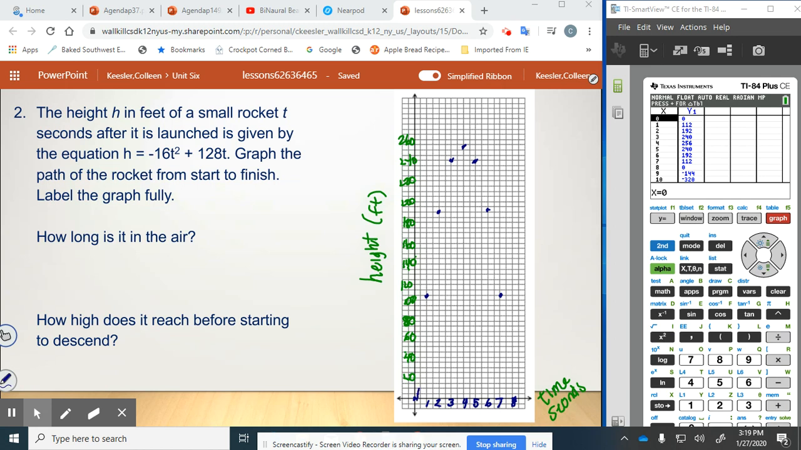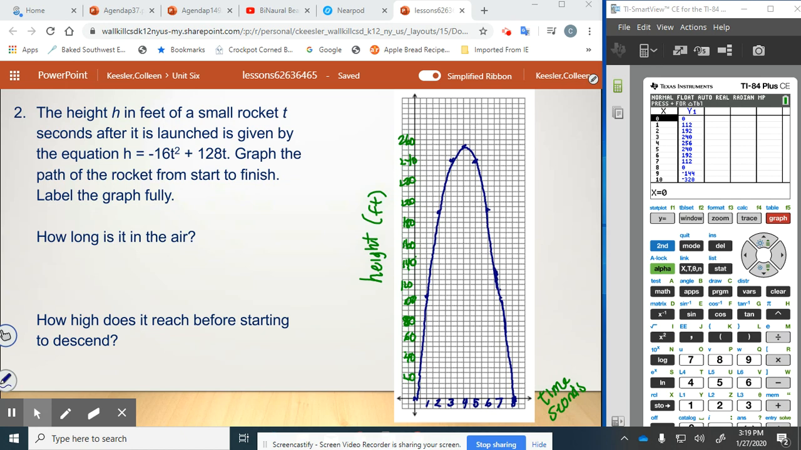So we have modeled the whole launch of the rocket. And again, because we saw the vertex, our points should be perfectly lined up and symmetric with each other if we were to draw a line through the axis of symmetry.